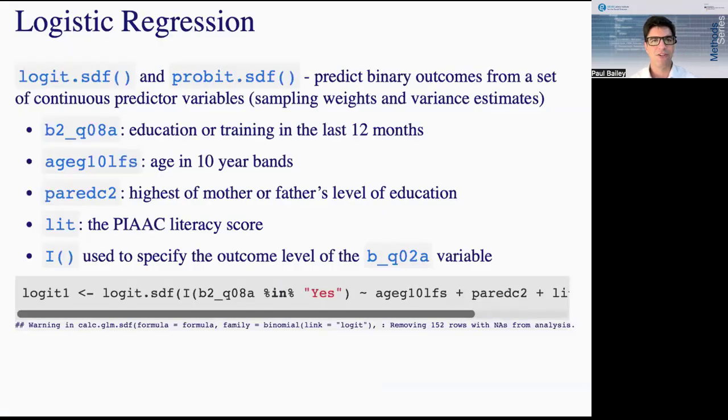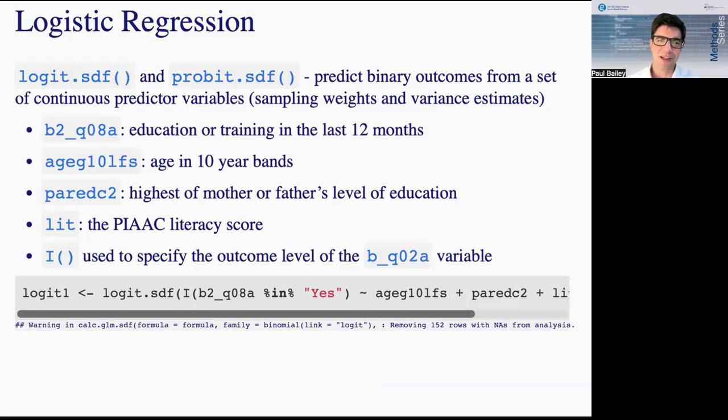So, logistic regression works in EdSurvey using logit.sdf, or you can do probit using probit.sdf. And here I'm showing an example of looking at if the person has education or training in the last 12 months. So, a success in terms of the binary regression would be yes, and the opposite would be no. So, that would be a zero for the case of the logit.